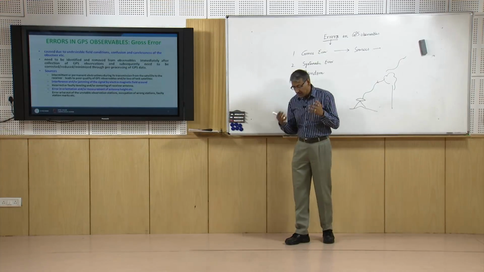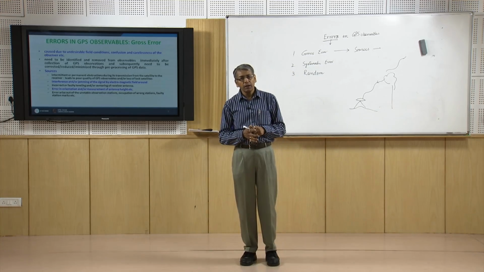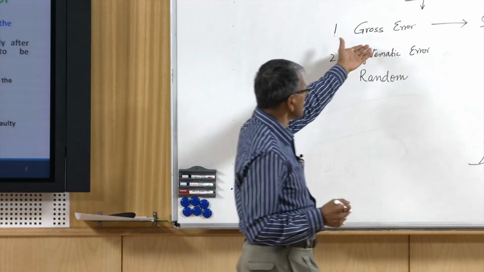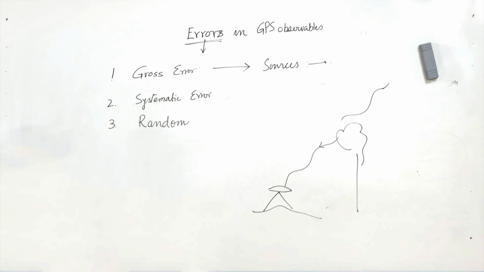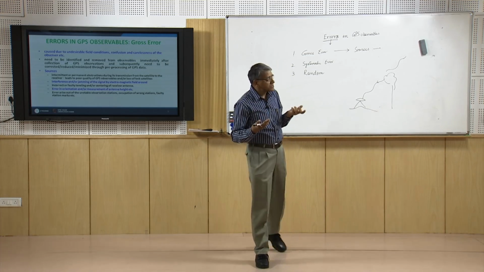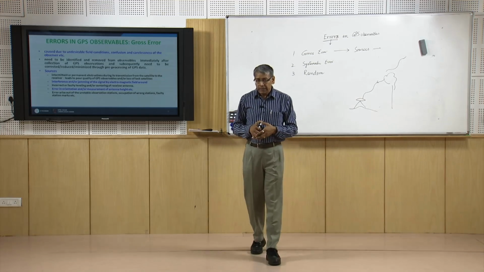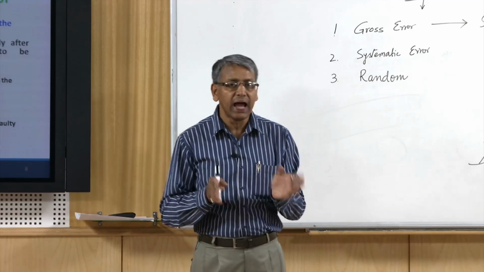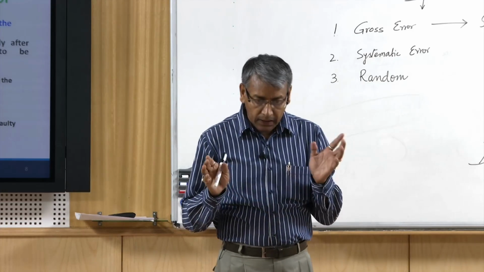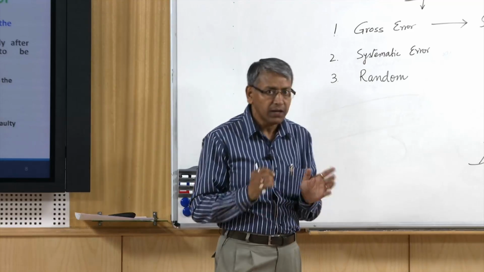Sometimes there may be instability in the station occupation. So all this causes gross errors in the data. So how can we minimize or remove them? First thing is that we should plan our GPS observation in such a way that there is enough number of satellites visible during the time of observation.